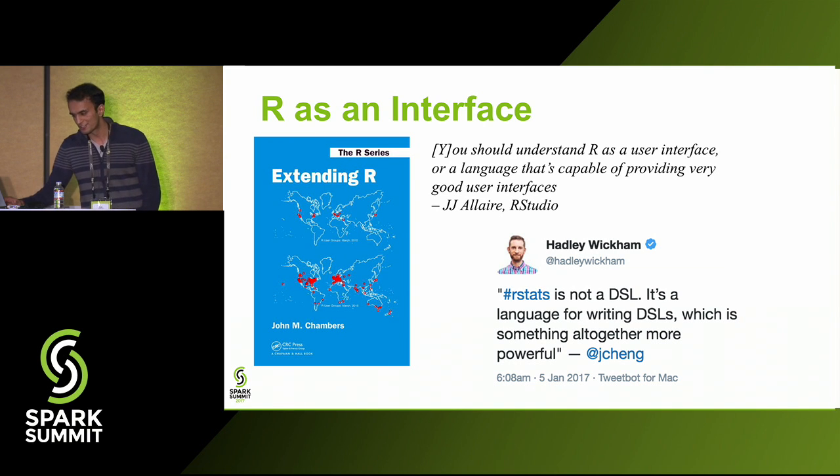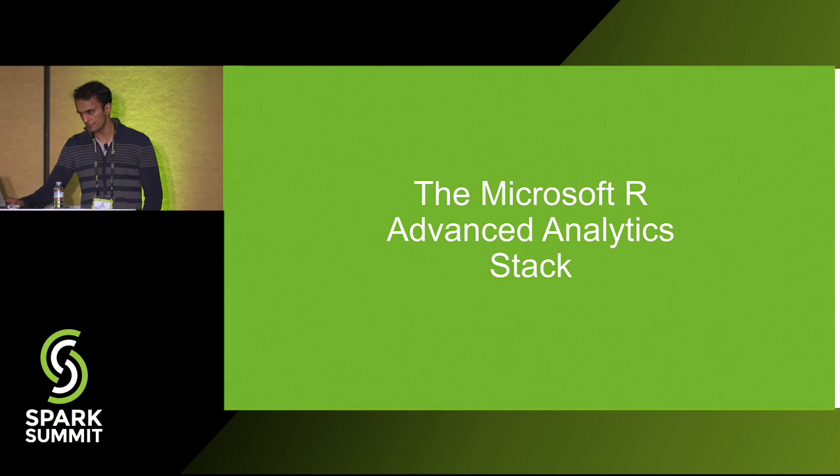So Hadley was quoting Joe Cheng, who's the developer of Shiny, and he has kind of an interesting quote. He says, R is not a DSL. It's actually a language for writing DSLs, which is altogether more powerful. That's a little too meta for me, but I think the point is, when you use R to do these cool interface things and develop DSLs with it, it's really impressive how much expression you can put into R as a language.